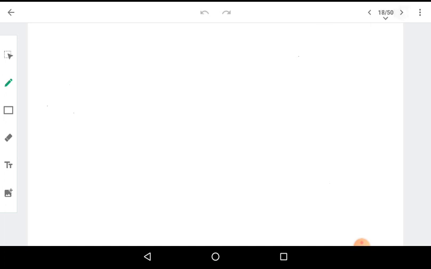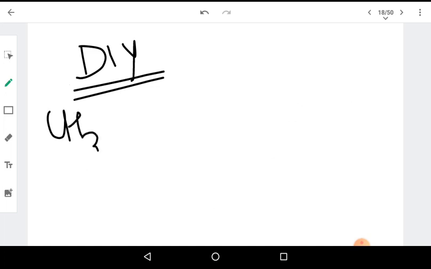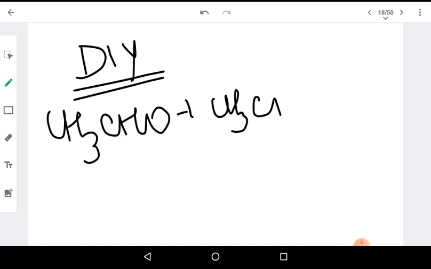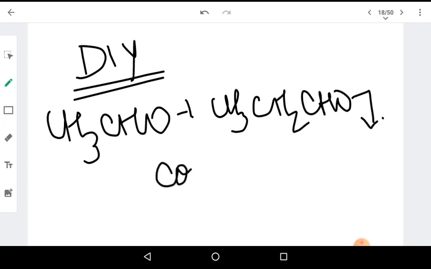So here is a DIY for you. Try out the cross aldol condensation of CH3CHO and CH3CH2CHO and comment the 4 products below. Use the trick above and comment the products below.